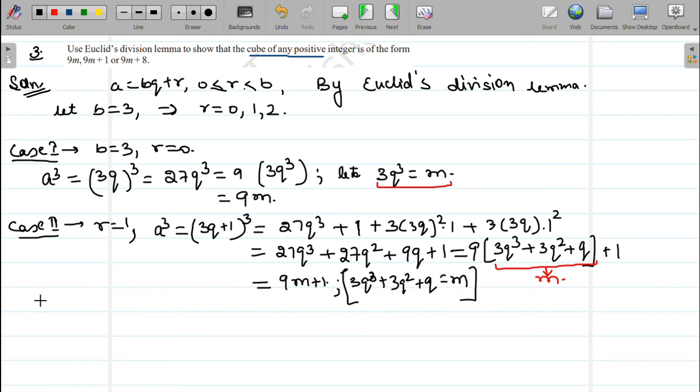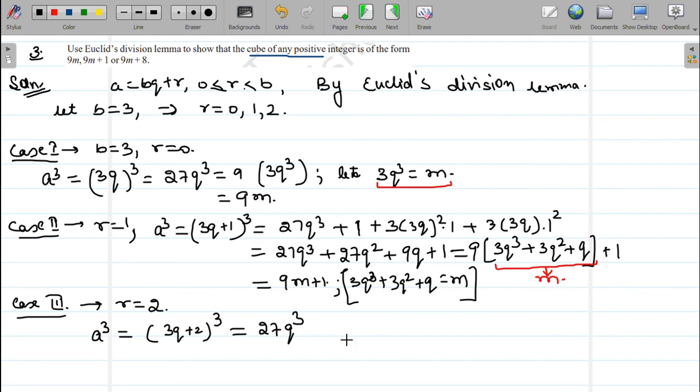Then the third case, case 3, is for r equal to 2, the last one. So we can go on with again a cube is equal to (3q plus 2) whole cube. Open the whole cube here. So 27q cube plus 2 cube plus 3 into 3q square into 2 plus 3 into 3q into 2 square.